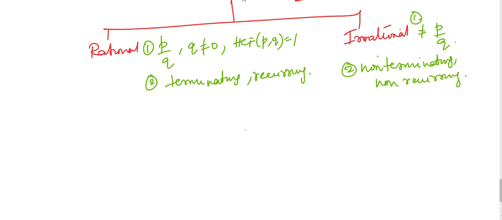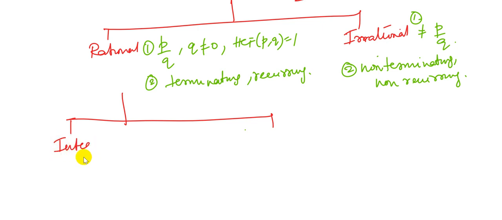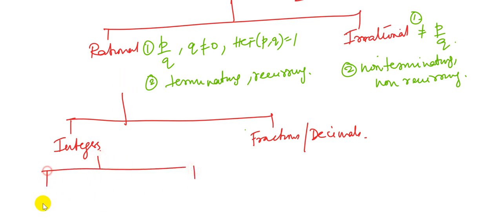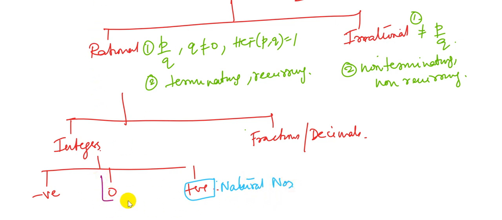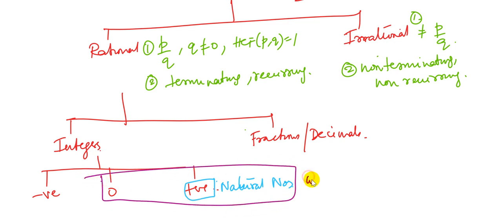Now then, rational numbers can be divided into integers and fractions or decimals. Now integers can be divided into negative, 0 and positive. Positive integers are called natural numbers. 0 along with positive integers is called whole numbers, right?